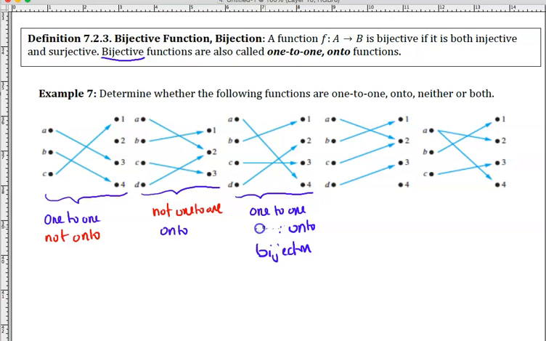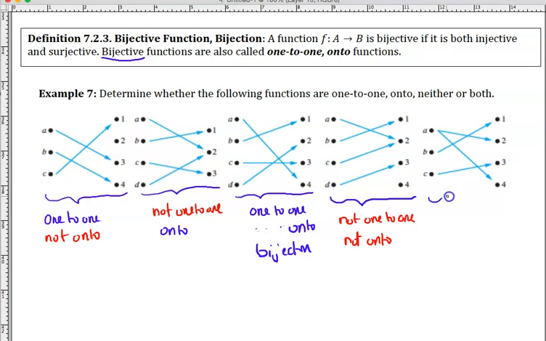Let's look at the next one. This one is neither. It's not onto because 4 is not used, and it's not one-to-one because 2 is used twice. So this is not one-to-one, and it's not onto, so it's neither of those things.